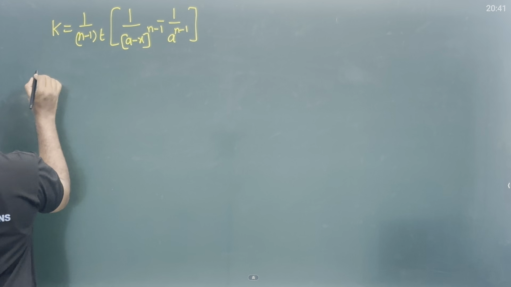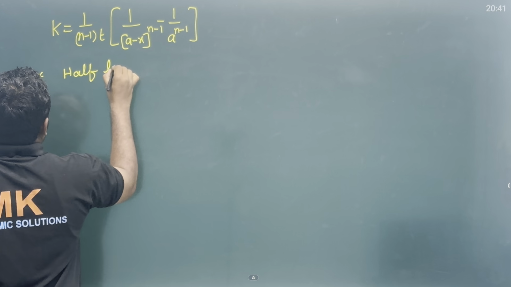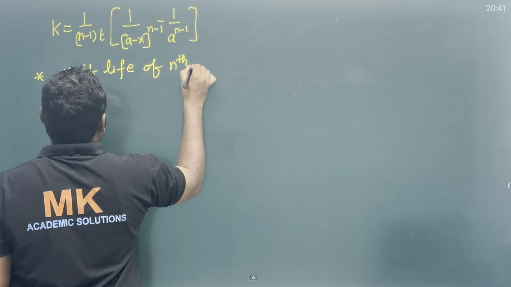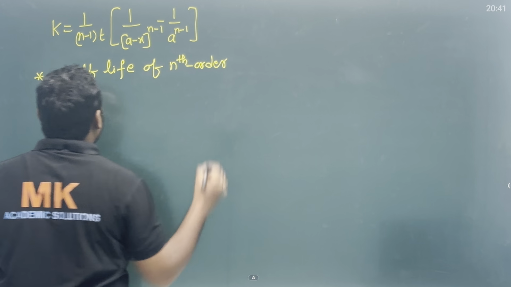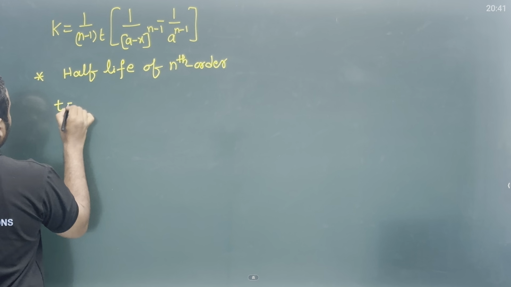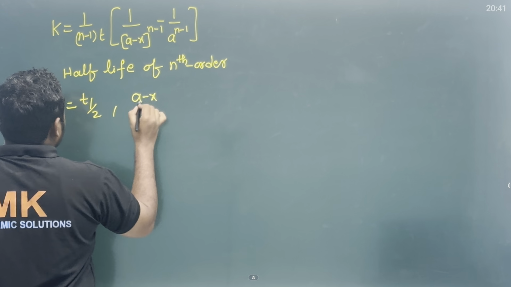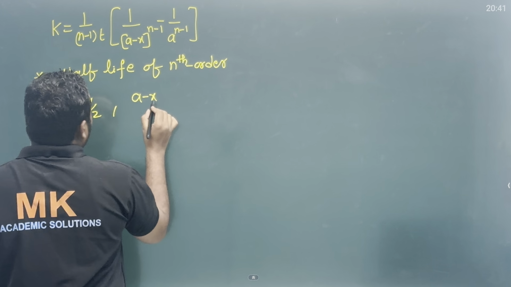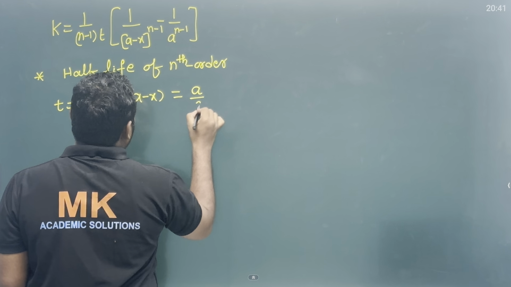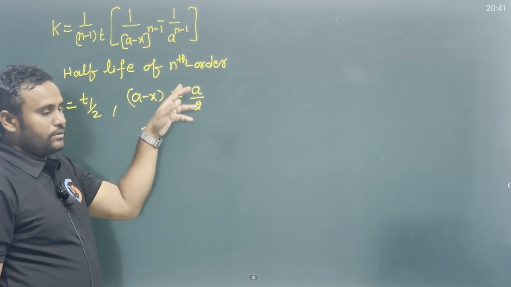Now let us see the half life of nth order reaction. Half life of nth order. Half life means, children, t is equal to t 1 by 2, and a minus x, this total value will become a by 2. Okay, a minus x will become how much? A by 2. We know this.